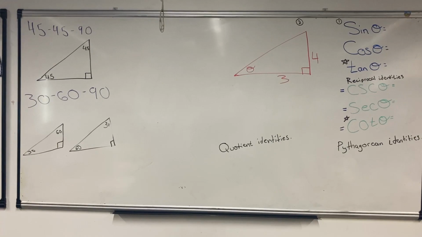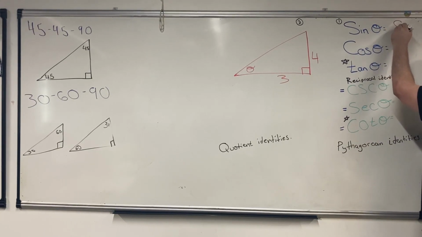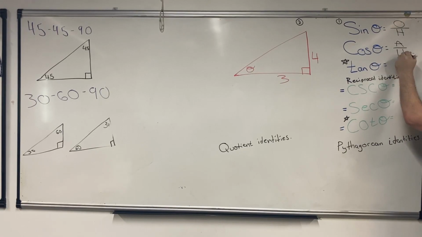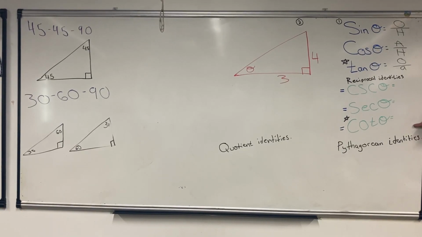So, what is our ratio for sine? Opposite over hypotenuse. How about our cosine? How about our tangent? Anybody know these three guys? Nope. All right, let's start here.